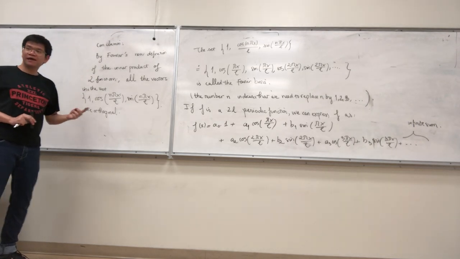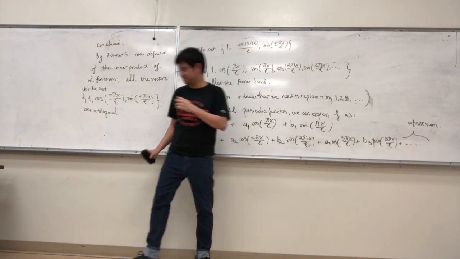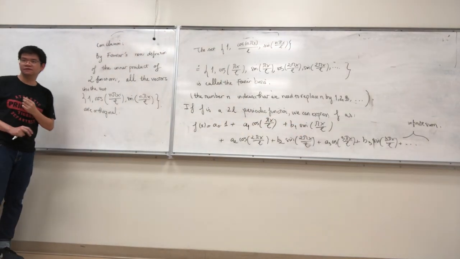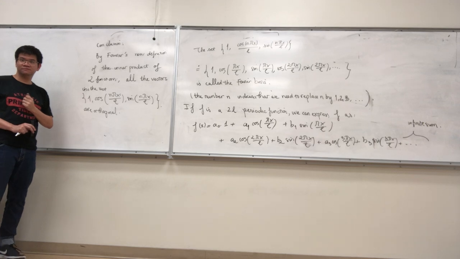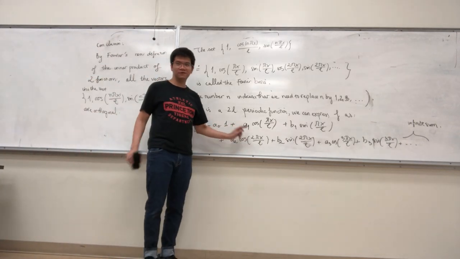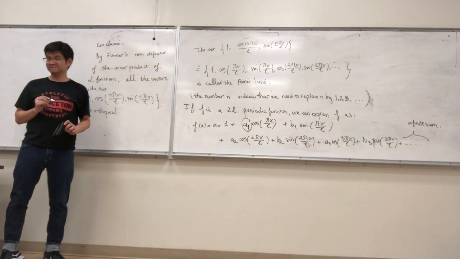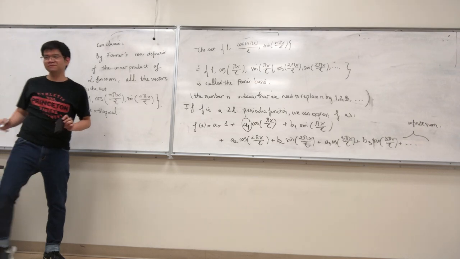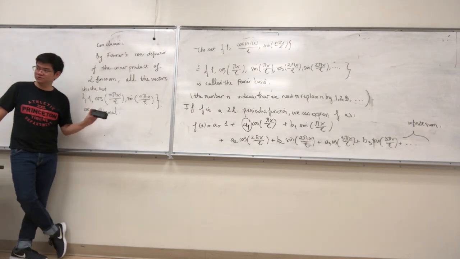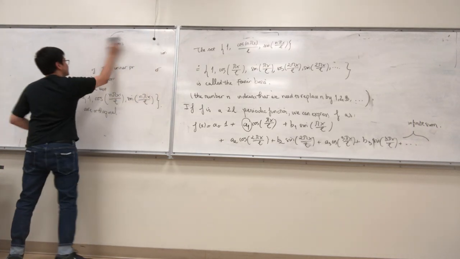So now, the point is, how can we compute all of those coefficients? For instance, if I want to compute a1, how can I compute a1? Just by multiplying by the basis function of a1, the cosine of pi x over L. You're going to use the same trick as before, right? So how can we compute a1?